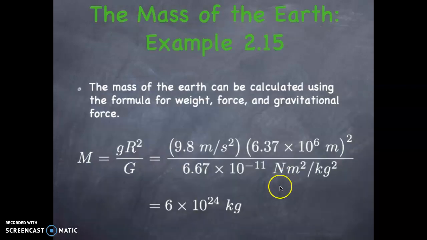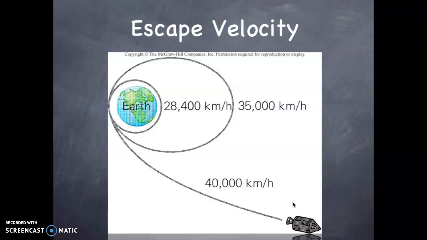Okay. So this is how you can calculate the mass of the Earth. The mass of the Earth is given here as g times the radius of the Earth squared divided by the gravitational constant. And this is what you get here for the mass of the Earth. And it was Newton, using this algebra, who was the first person to calculate the weight of the Earth, or the mass of the Earth.